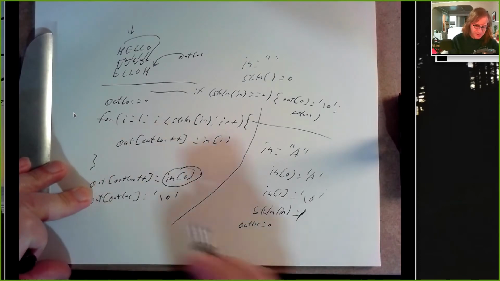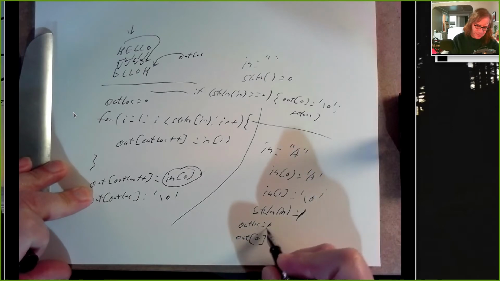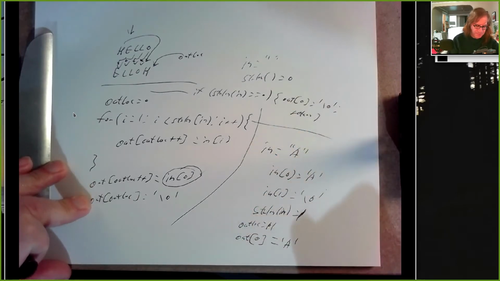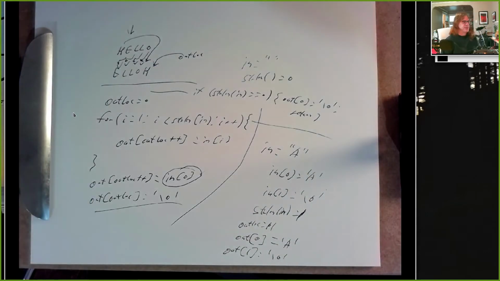And all we're going to do is set out[output location], which gets incremented, equal to input[0], which is an A, and then out[output location], which is 1, will be the null terminator. And that looks correct too, because if you just have the string A and you shift it one spot and take the leftmost character and put it on the right, you get back the original string. So something like that should get you a good assessment.